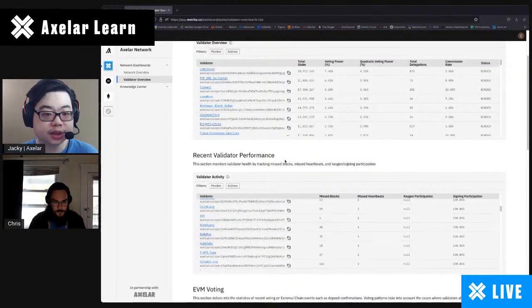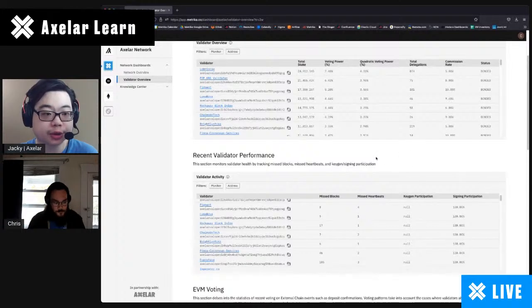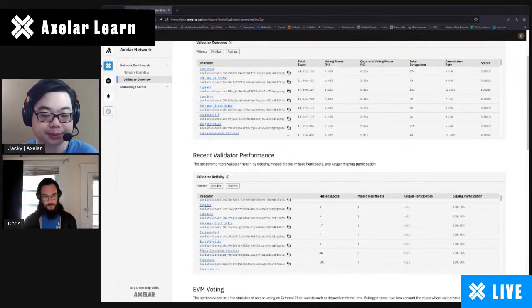Right. So these two, missed blocks and missed heartbeats, kind of parallel some of the validator's core responsibilities, which is to both participate in producing blocks on the Axelar chain as part of Tendermint consensus, Tendermint being the proof of stake consensus layer within the Cosmos SDK that is default to most Cosmos apps, as well as the Axelar specific requirements of being available and ready for cross-chain communication, as indicated by the heartbeat status.